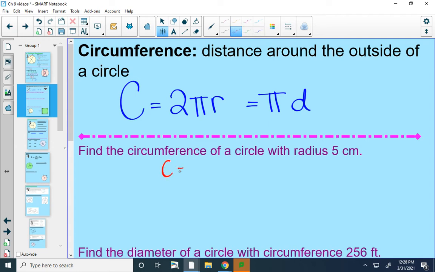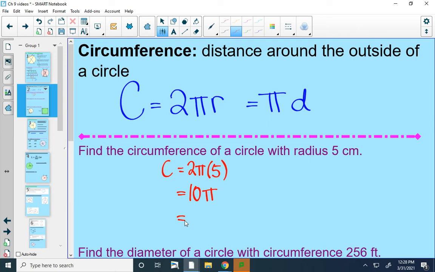So circumference is 2 times pi times, in this case, 5. This question doesn't tell me if I want the exact answer or a decimal approximation. If it's that exact answer, we would leave pi in our answer. So we would just call this 10 pi because we can multiply in any order. If it asks us for an approximation or a decimal approximation, I would just type 10 pi into my calculator.